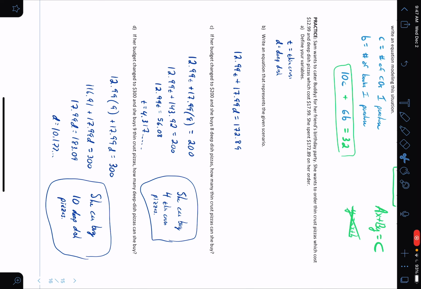All right, so there is your practice problem. Okay, there's the answers. There's a standard form. $12.99 per thin crust, $17.99 per deep dish pizza. That's two different variables with their own rate. So this is going to be in standard form.